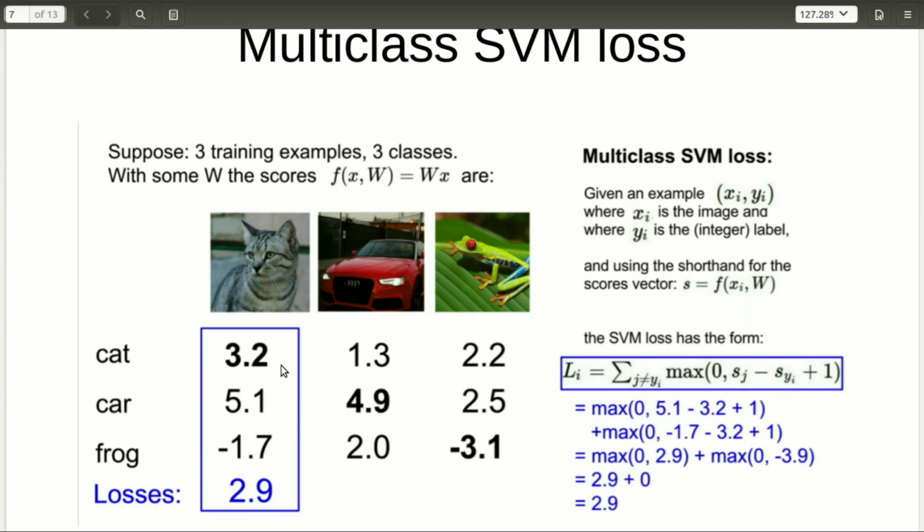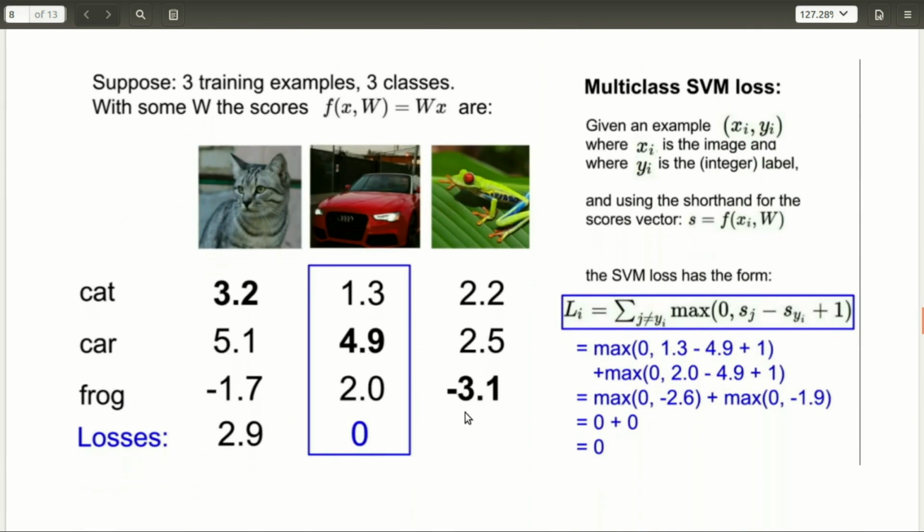It's 2.9, and then we compare the values of cat and frog. In this case the value is negative, so 0 is obviously greater than that, and it's going to be 0. So the loss for this example is 2.9, and similarly we compute this value for car also, and we are going to compute that value for frog also.